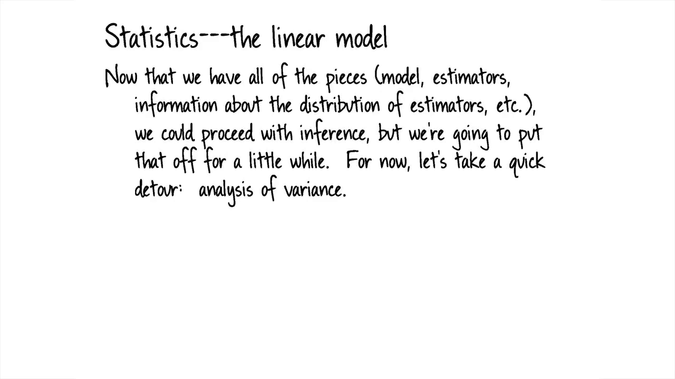We have most of the pieces: the model, the estimators, information about the distribution of the estimators. We could proceed with inference, but I'm going to put that off for a little while. What we're going to do now is take a quick detour into something called analysis of variance. And then I'm also going to talk about some practical issues in estimating linear regressions before we get to inference. We'll do inference next time.